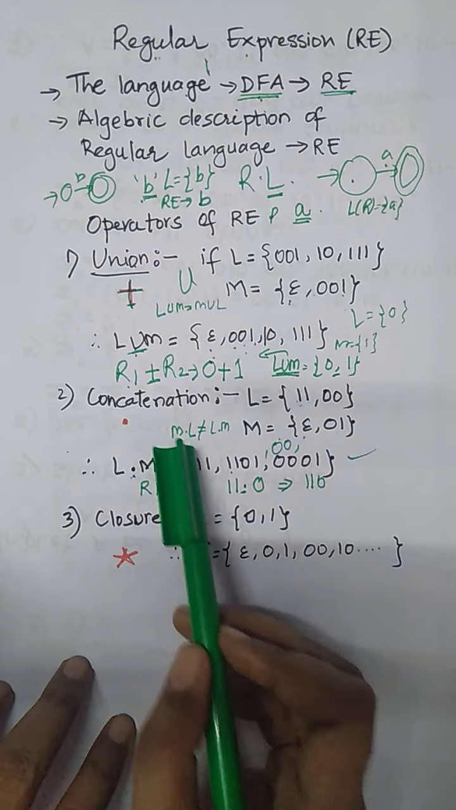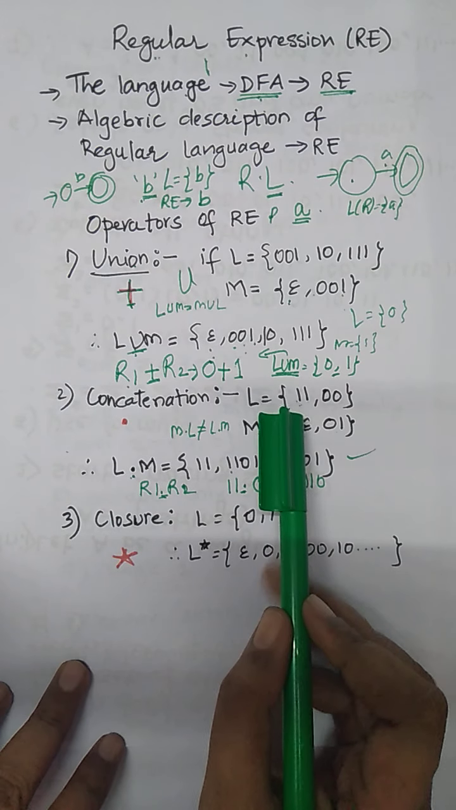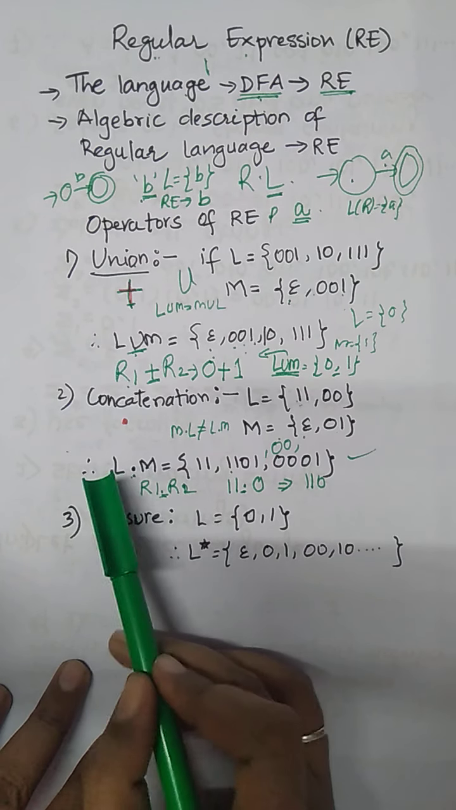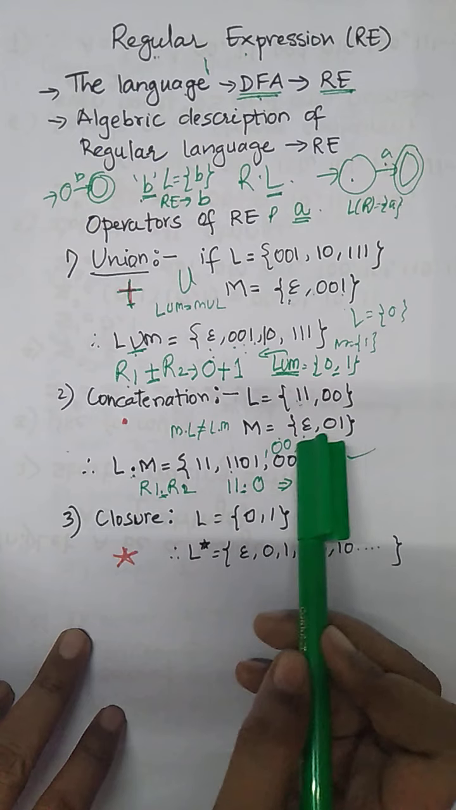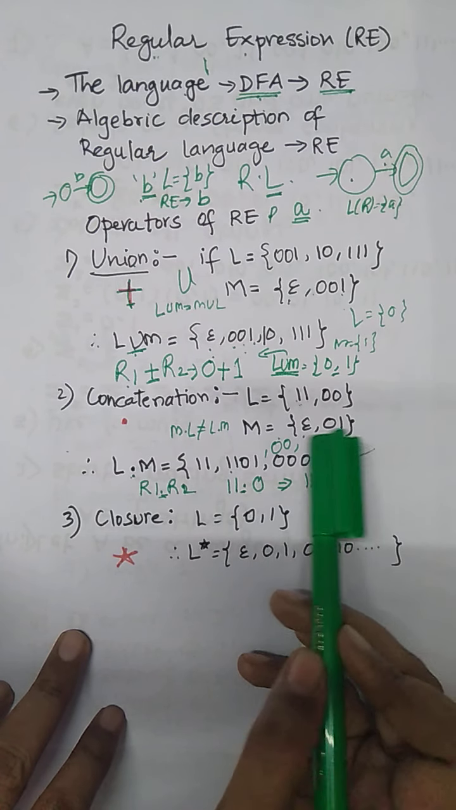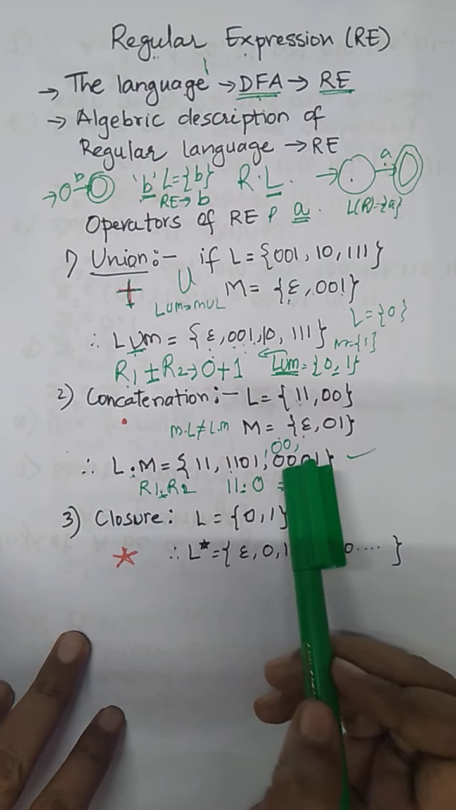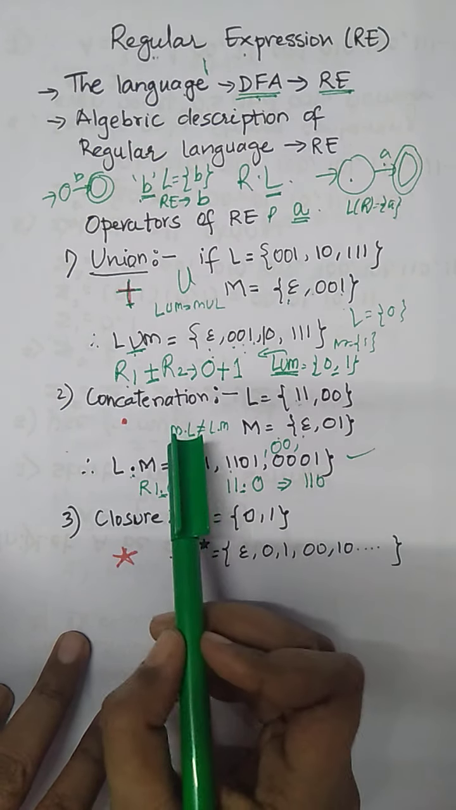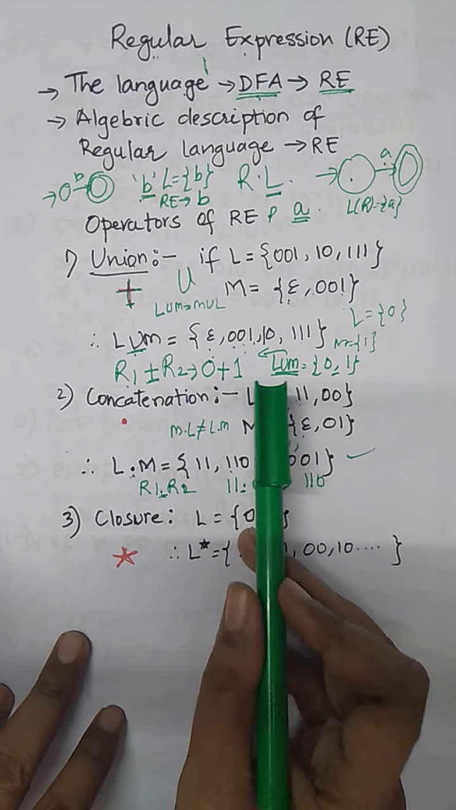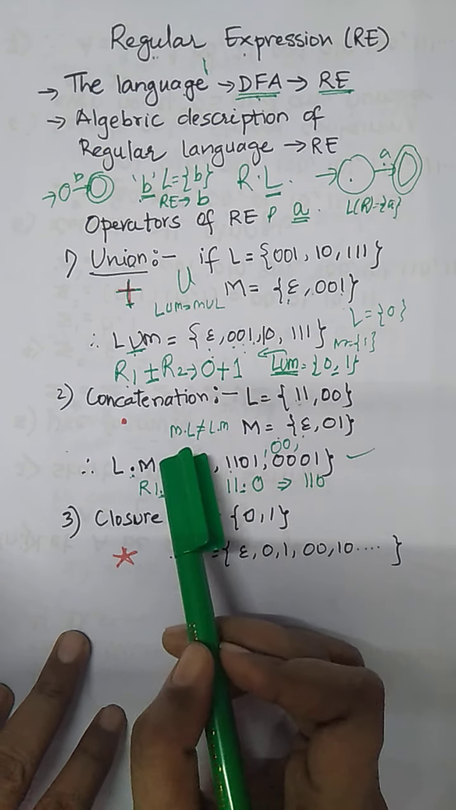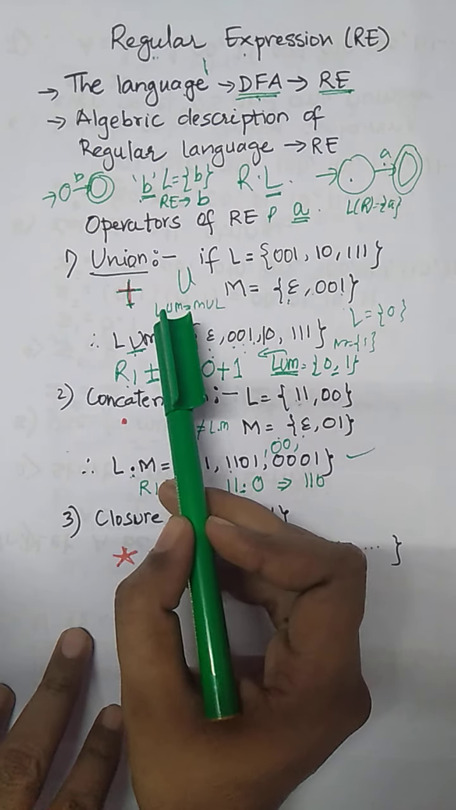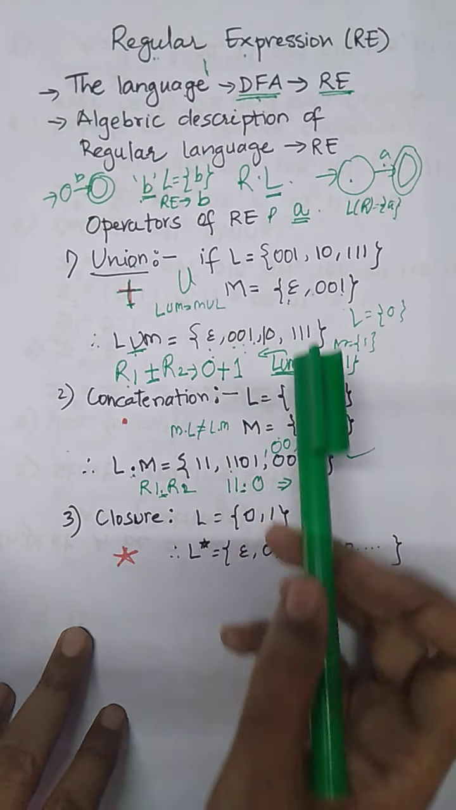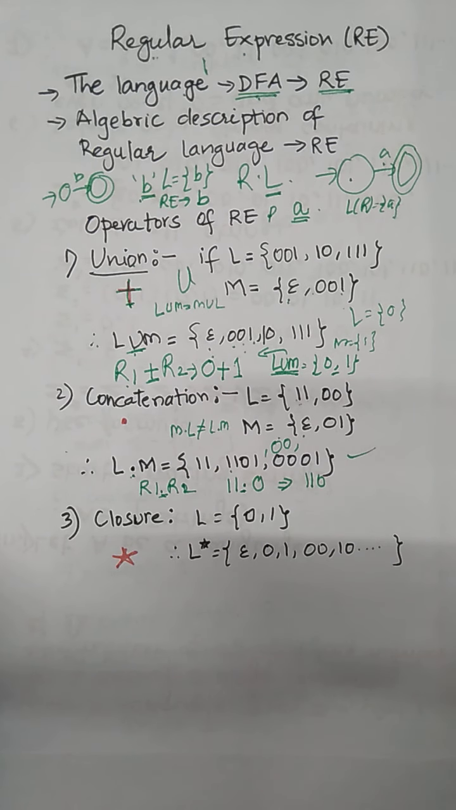Now the concatenation. Here we have one language containing 11 and 00. M is the other language containing epsilon and 01. Now we have to take the product of them. So 11 into epsilon will be 11, 11 into 01 will be 1101, 00 into epsilon will be 00, 00 into 01 will be 0001. In this case we cannot change the order. We cannot multiply M with L first, as the order will change. In union I can go either L union M or M union L, but in the case of concatenation we cannot change the order.